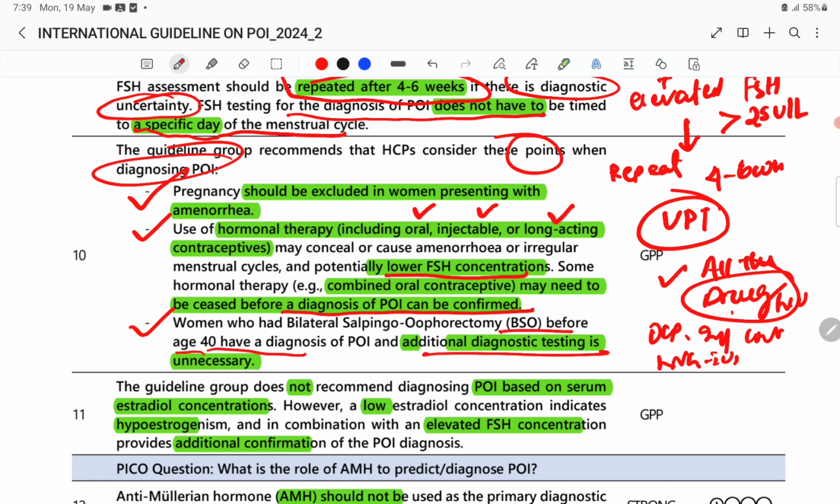Women who had a bilateral BSO before age 40 years have a diagnosis of POI. Additional diagnostic testing is unnecessary, because they already have a BSO, so no need to do all this diagnostic testing. If they have already done BSO, that itself indicates a loss of ovary on both sides, so no need to do any diagnostic test in that case. Very important statement.